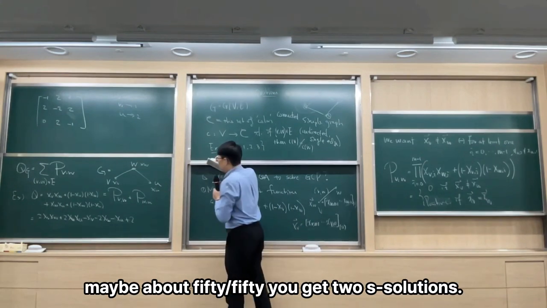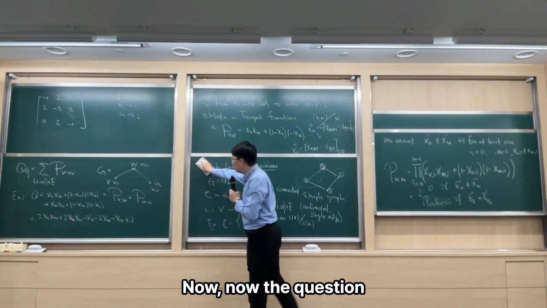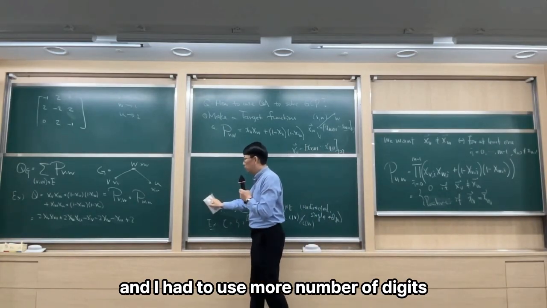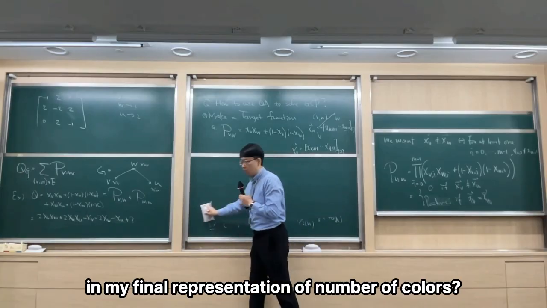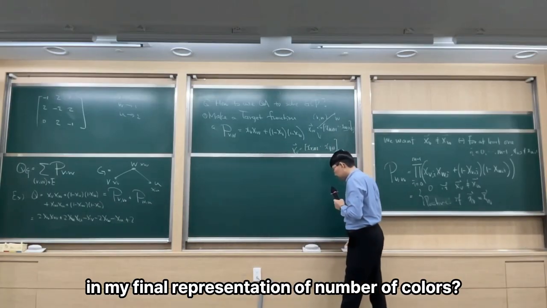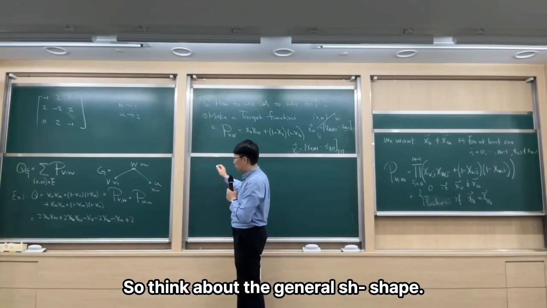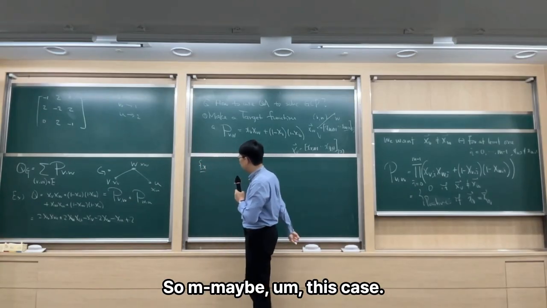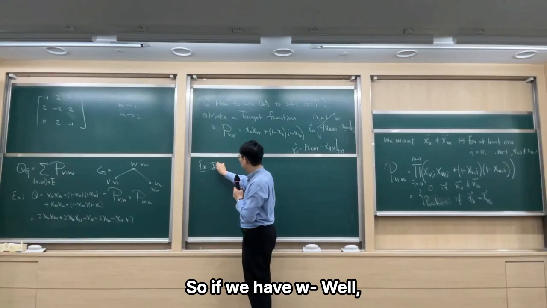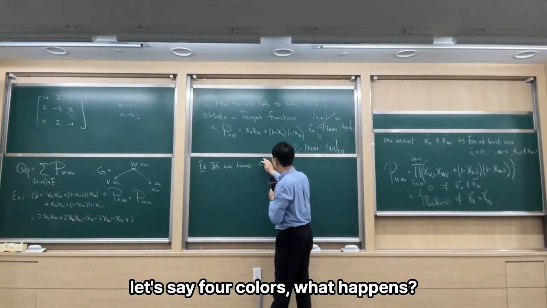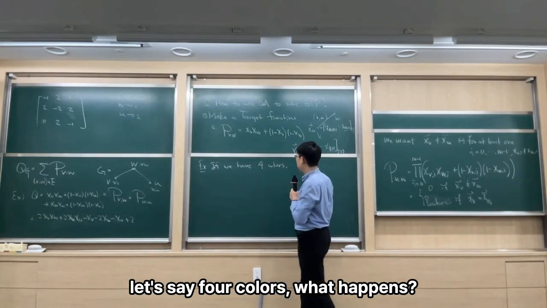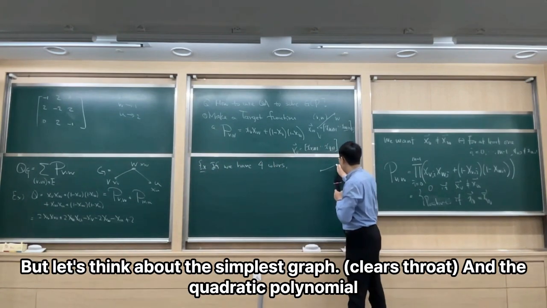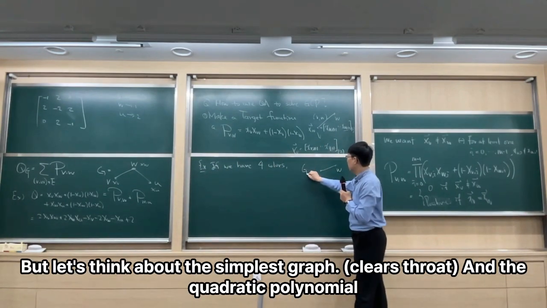Now the question is, what if I have an even more complicated graph and I had to use more digits in my binary representation of the number of colors? So think about the general shape. Let's say we have 4 colors, what happens? Let's think about the simplest graph.